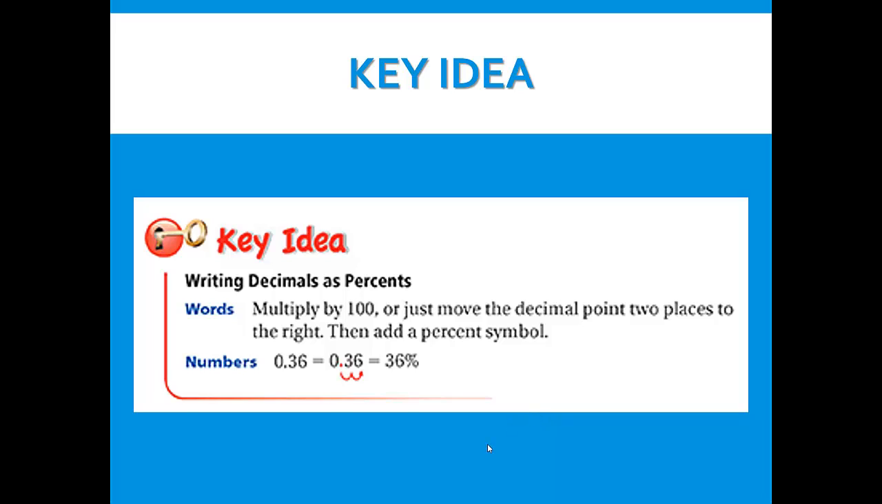Now we're going to look at another key idea for writing decimals as percents. You're going to multiply by 100 or just move the decimal point 2 places to the right, then add a percent symbol. So 0.36, you would take the decimal, move it 2 places to the right, so 1, 2, we'd put it behind the 6, and then we add a percent sign to give us 36%.